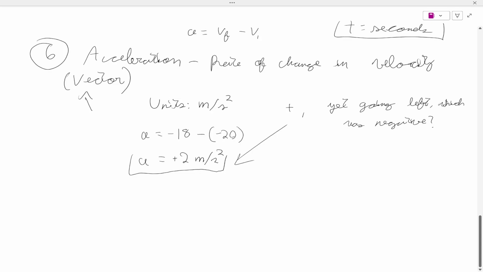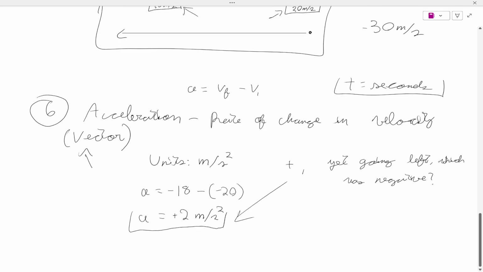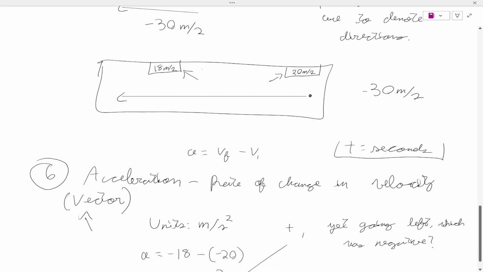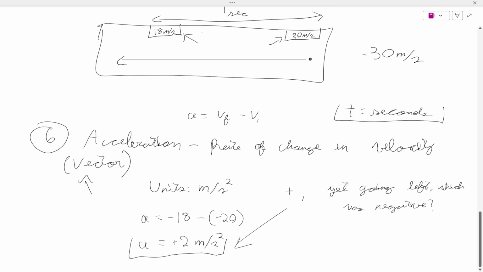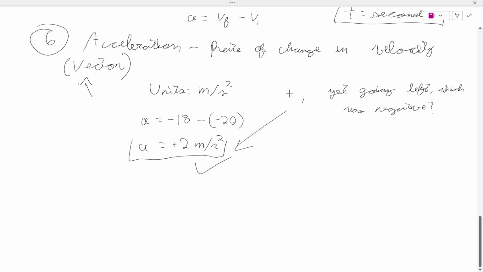So in this case, if I was going to the left and I was accelerating at positive 2 meters per second, that means I was slowing down 2 meters per second every second. This is assuming the actual equation is over time, so let's imagine this whole thing was 1 second. In that 1 second, I went from 20 meters per second to 18 meters per second. So this equation is correct.